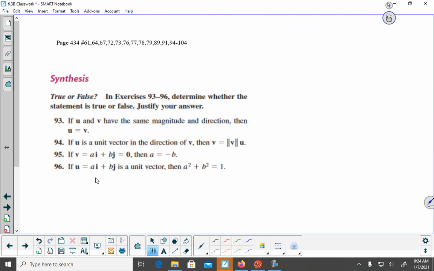Either way is fine. Okay, the next one is just a bunch of true and false, see if you understand what's going on. So the first one, if u and v have the same magnitude and direction, then u is equal to v. Well, that is the actual definition of how vector u is equal to vector v, so that is true. If u is a unit vector, which means it has a magnitude of 1, in the direction of v, which means they have the same angle, then v is equal to its magnitude times u. That is true, because this will have the same direction. This tells me the magnitude of v, so that is true.